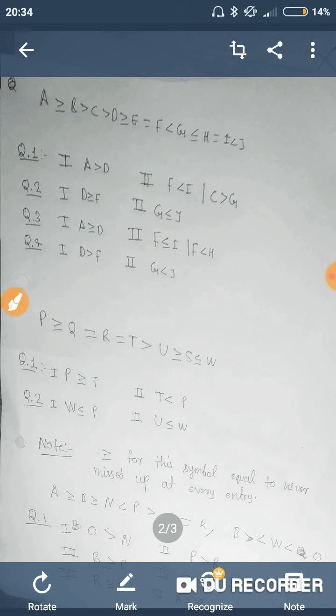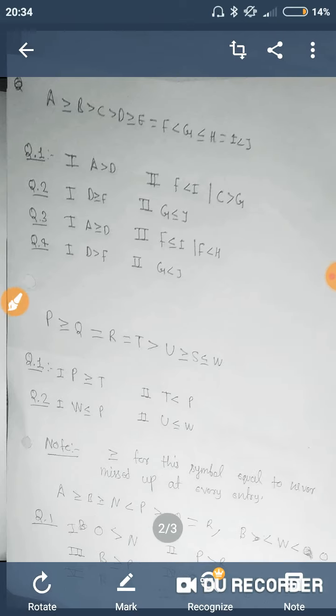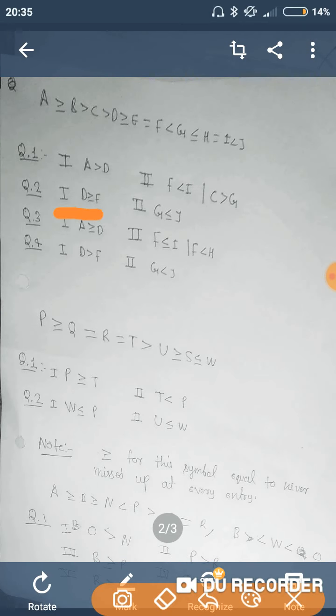Okay, let's see the question. D to F. D to F. So D, and equal to is not missing. So this conclusion is true. And we have to go from G to J to G. Equal to must not be missed. So here is J, and at the first step equal to has been missed, so this will be wrong.